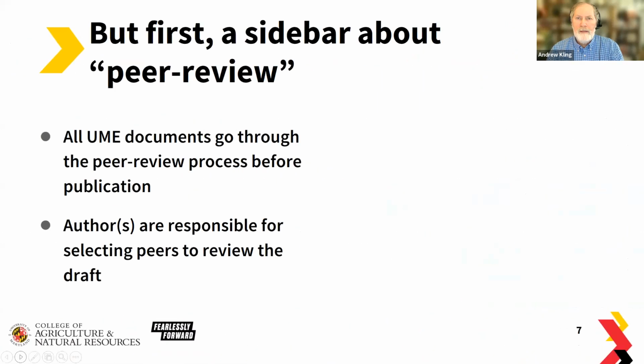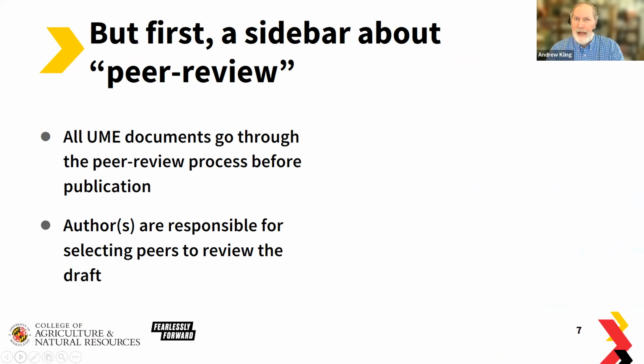When I'm talking about reviewers, let's talk about the peer review process that we go through, which is a little different from professional journals. We'll talk about that later on. All of our UME documents go through the peer review process through publication. The difference here is that you as an author or a group of authors get to pick who is your actual peer review team. We ask you to select 3 people, 1 in-house, UME or UMD, and 2 from outside.